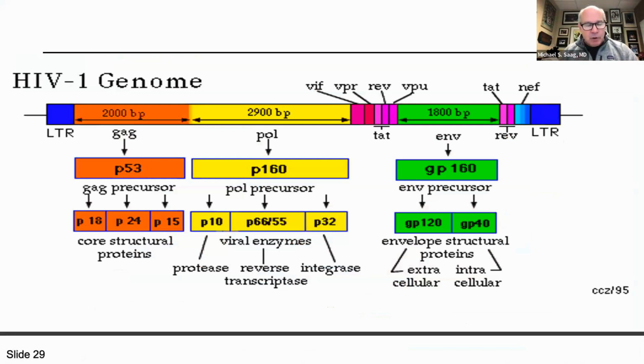Going back a little bit more to basics, the HIV genome is about a 9,000 base pair virus. The action for most of the drugs is in the pol region, where the protease, reverse transcriptase, and integrase enzymes are produced, and any mutations in these regions can lead to resistance.